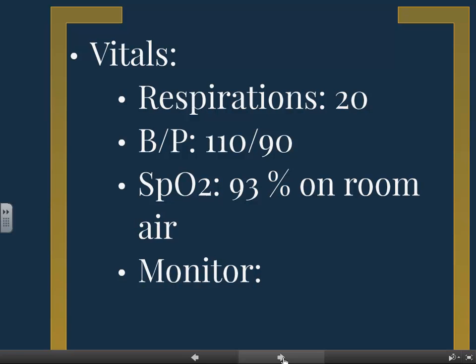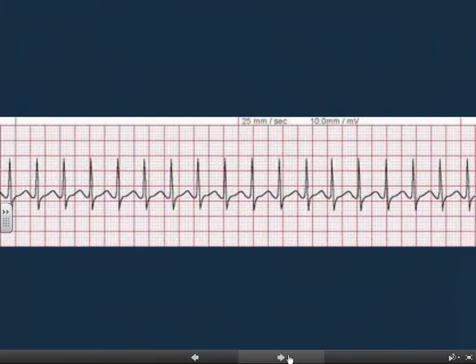So her respirations are 20, blood pressure is 110/90. SpO2 is 93% on room air. This is her monitor. So, using your paper on here, y'all interpret this strip.